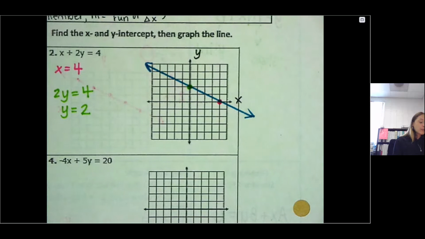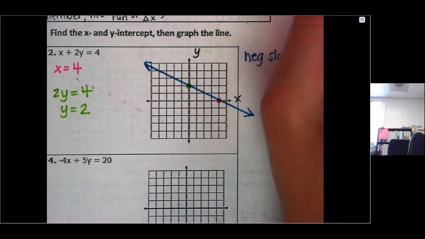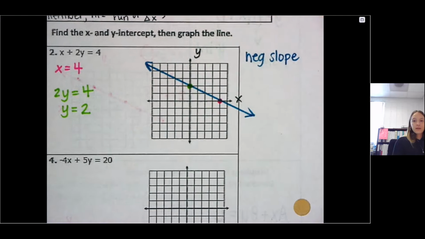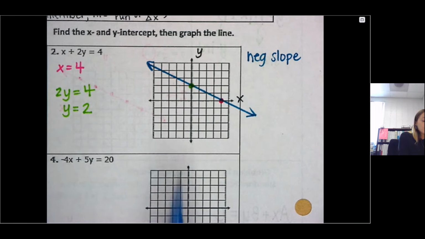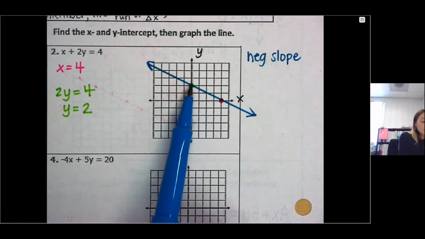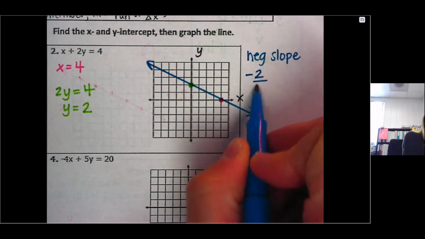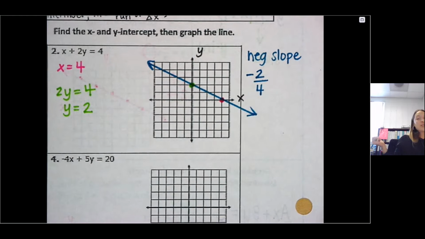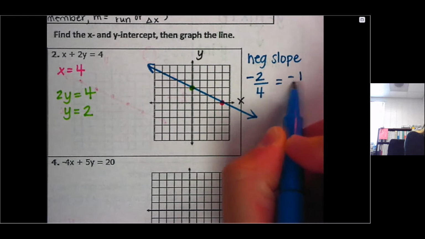Okay, last part. Is this a positive or a negative slope? This is a negative slope. Okay, what's the rise and what's the run? Hold on. 4? It's not up 2. You're going down 1/2. Okay, yeah. So you're going down 2 to the right 4. Down 2 to the right 4, which, like Nico just said, we can reduce to negative 1/2.